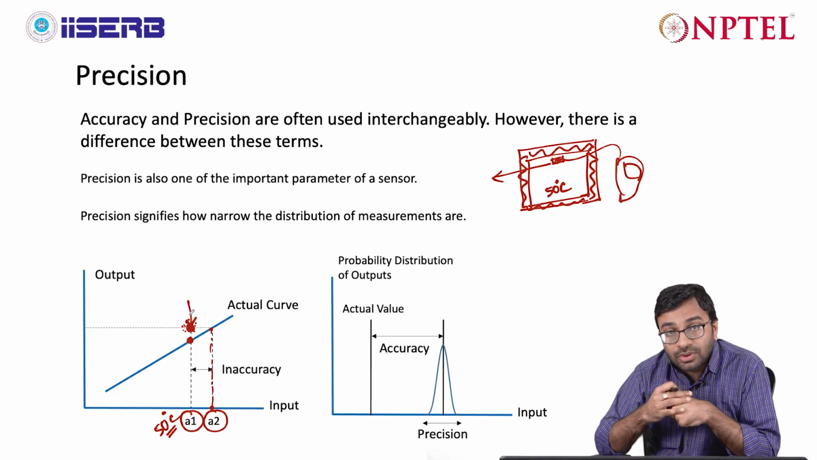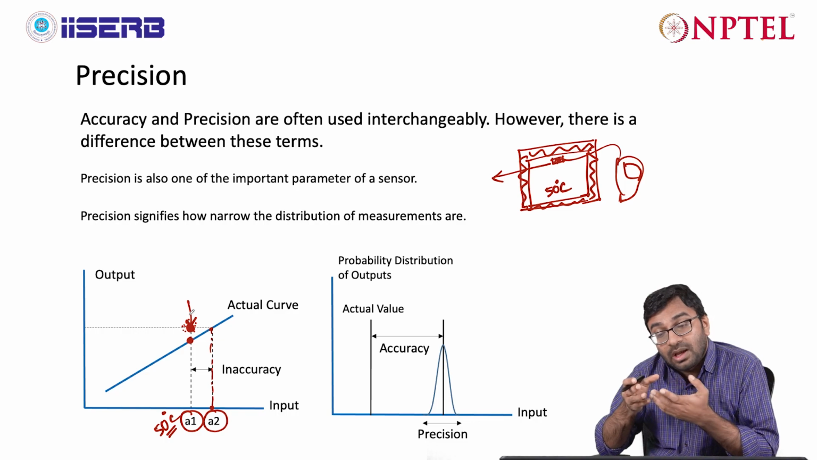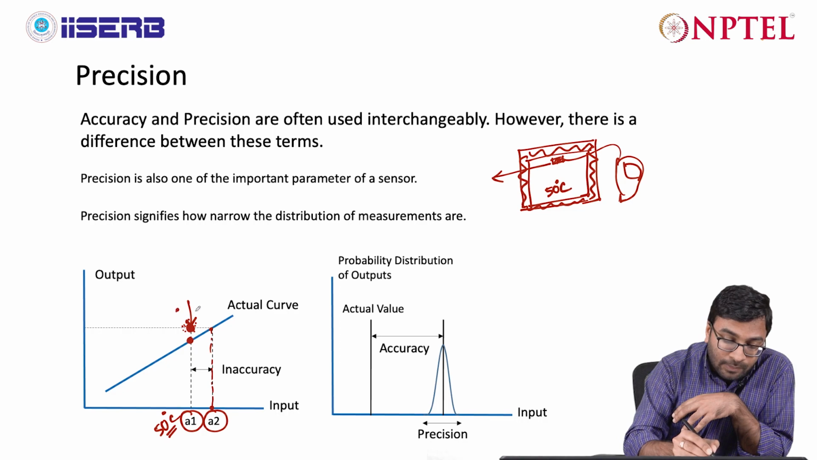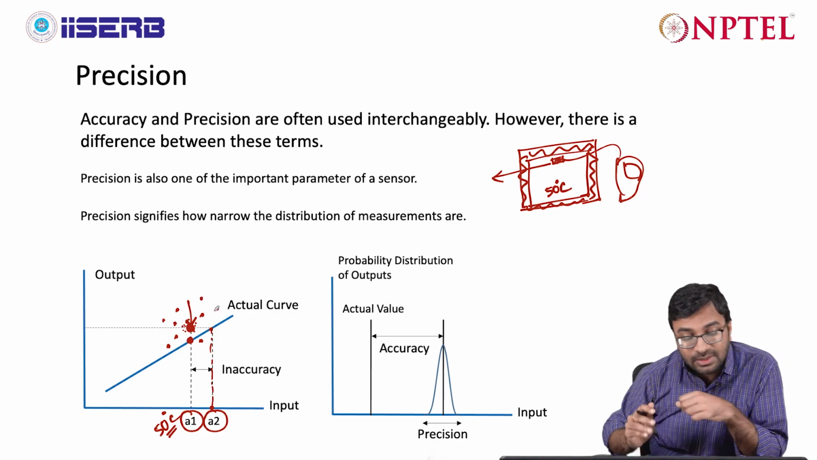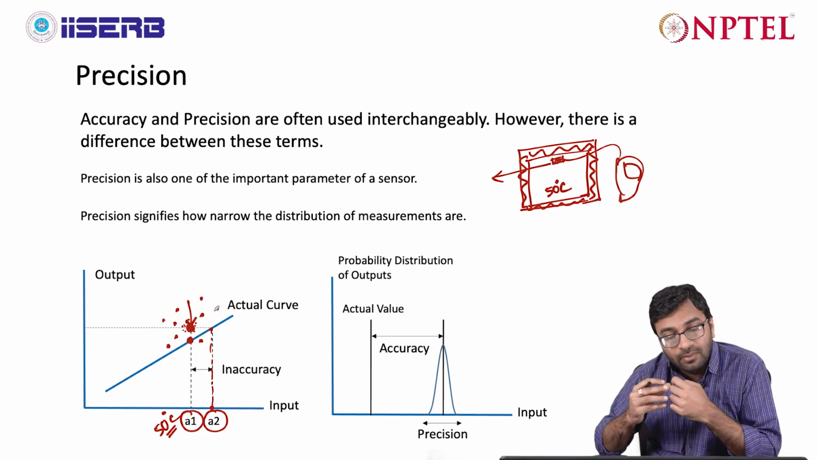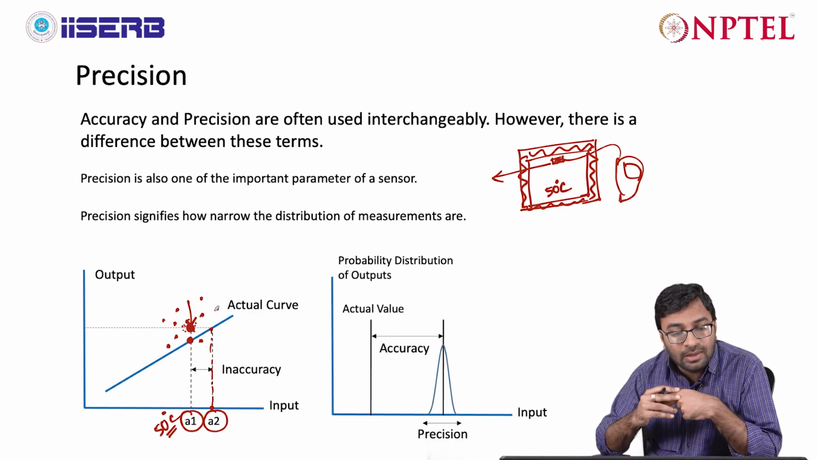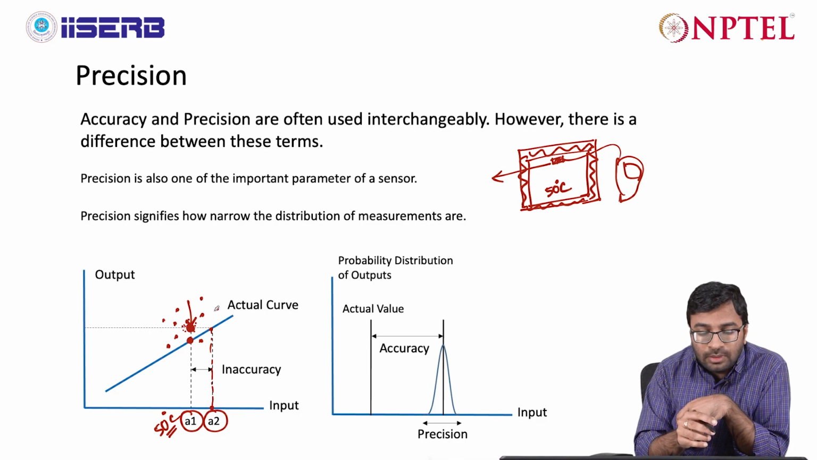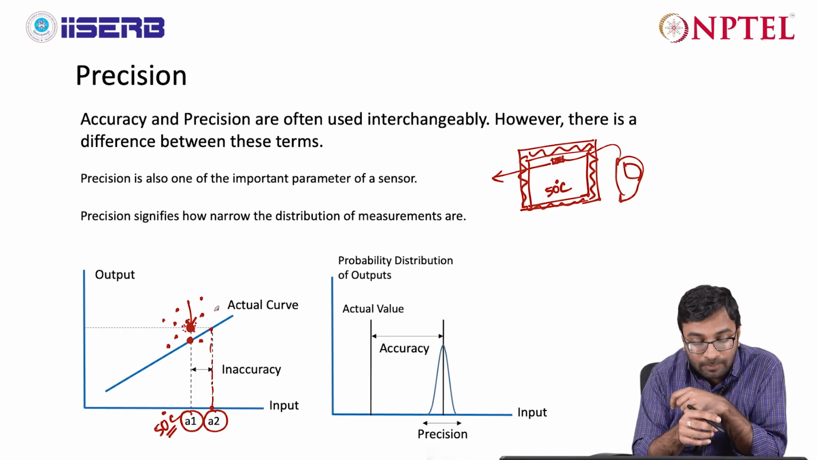There can be another situation where every time you measure the output value of the sensor for 50 degrees centigrade, you are getting values that are very much scattered. Then the precision of the sensor is very low, or we can say that it's less precise. So precision is the probability distribution of outputs that you get.